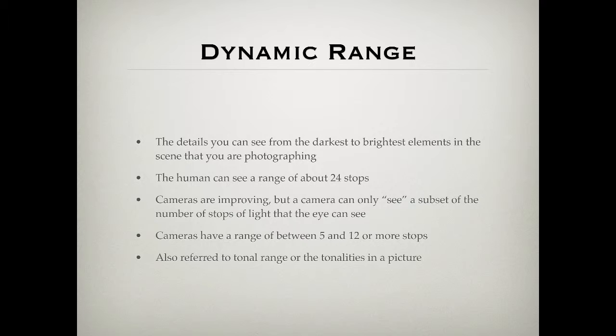Cameras, depending, if it's a point and shoot, it may have 5 stops. Film may have 5 or 6 or 7 stops. Newer digital cameras have 12 or more stops. Some of the latest ones coming out now have 14 stops. And sometimes we refer to the range, the stops, the way they change the different aspects of light and dark, as tonal or tonalities, or the tonal range in the picture. You'll hear that used also.